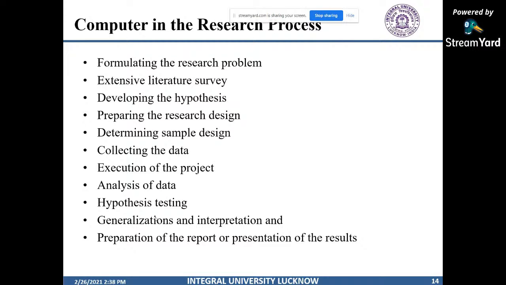So this is the series of sequence, or you can say the steps, which you follow in your research process. You have to formulate the research problem, you will be doing the literature survey, then developing the hypothesis, preparing the research design, then determining your sample design, collecting the data for your work, and then executing your work. After that, you will be doing some analysis on that data, doing the hypothesis testing, and then generalization and interpretations. And finally, you will prepare the report or the presentation of those results.